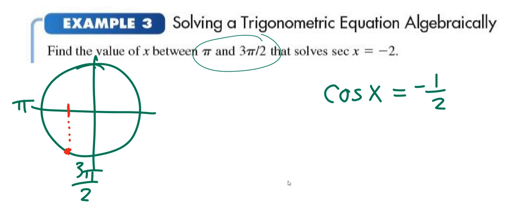Now, I do realize that the y value at that spot is negative radical 3 over 2, but that's not what we asked for. We asked for the angle measurement. I need the angle measurement. You are correct about the y value. I will give you that. I need an angle measurement.